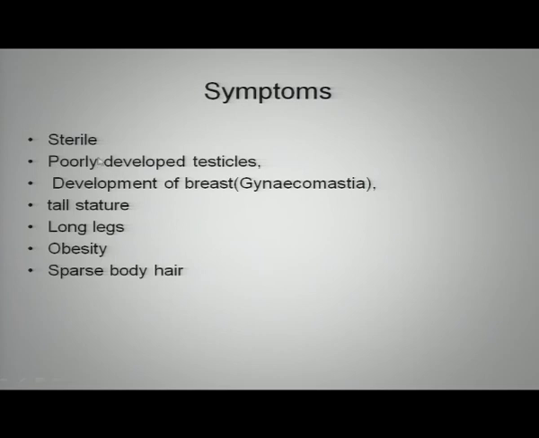Now, what are the symptoms of this particular disease? Such individuals are sterile, they are not able to reproduce, they have poorly developed testicles, they show female characters, for example, breast development, a normal character of female, seen in this male individual, and this condition is known as gynecomastia. They are abnormally tall in stature, have long legs, obesity, sparse body hair, again another female character.